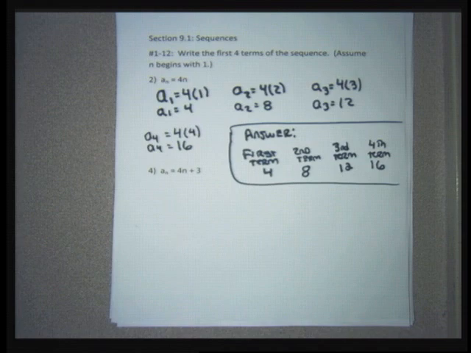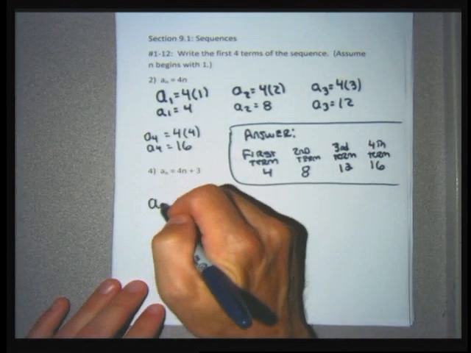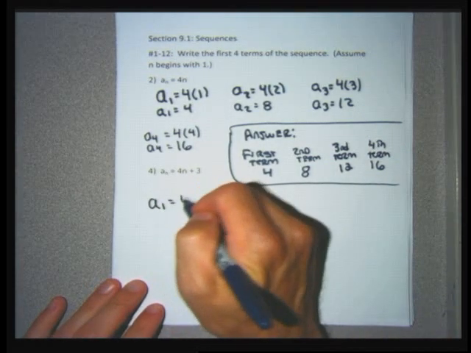So for each of the problems from 1 through 12, I'm just going to one at a time take the numbers 1, 2, 3, and 4, plug it in for n on each side of the equation, and simplify the side to the right of the equal sign, and after I'm done simplifying, I'll know one of the 4 terms that I need. So for 4, the first term, a sub 1, is going to be 4 times 1 plus 3.